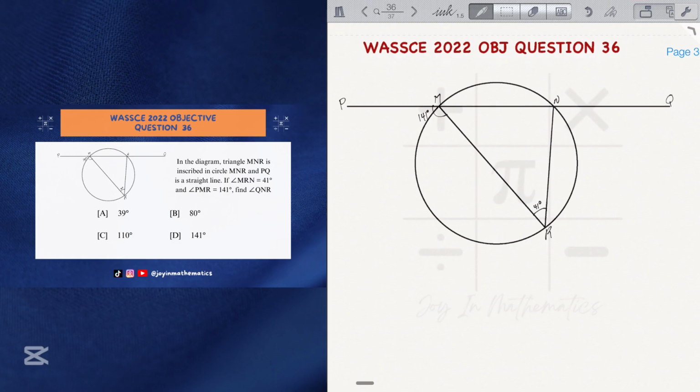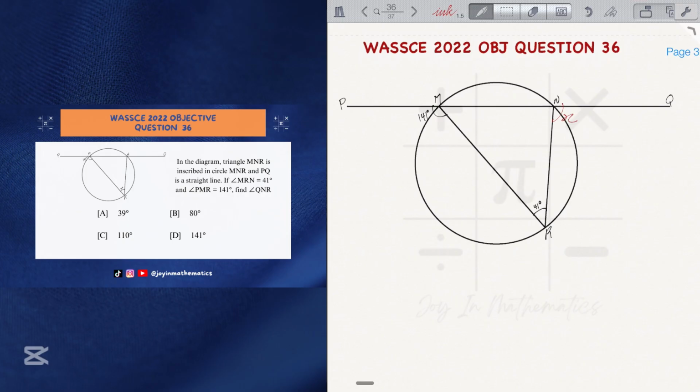Now if angle MRN, that means this angle, is 41 degrees, and angle PMR, that means this angle, is 141 degrees, we should find angle QNR. So we are looking for this angle. Let's call it X. So in view of this, let's now determine how we get X.